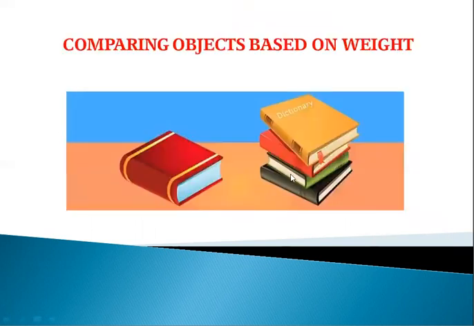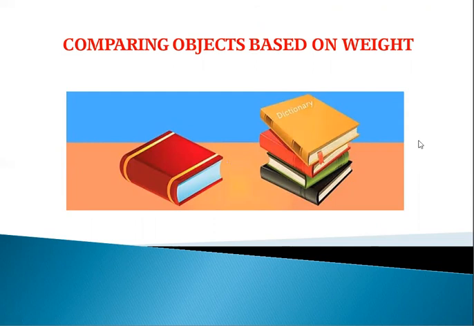Now look at this. We want to compare these objects based on their weight. You have 4 books here. Look at these books. Definitely I cannot carry these books with one hand. I will need to carry them with my 2 hands. And this is another one. This one book, I can carry this with a single hand, isn't it?